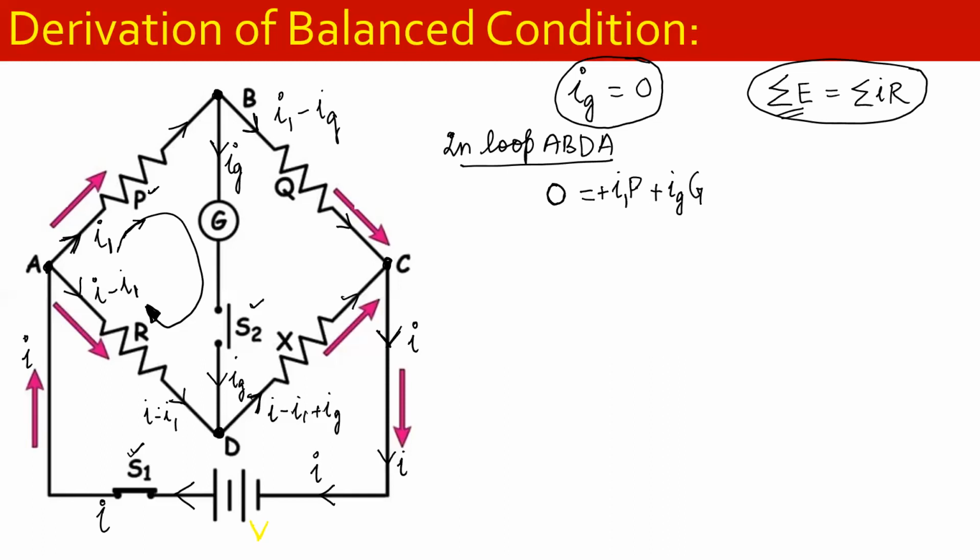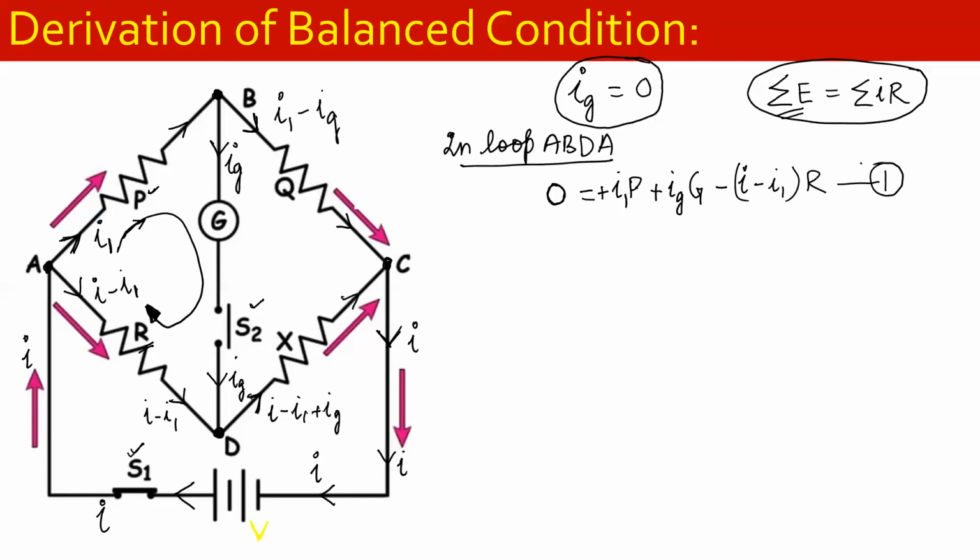Now we can see that the direction of KCL and the direction of the assumed loop are exactly opposite through branch AD. So the potential difference across R will be taken as negative, and it can be written as minus I1 into R. This is equation number 1.